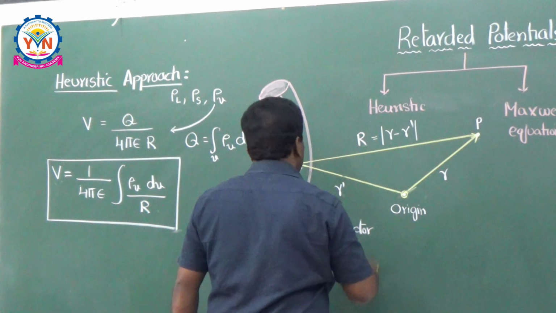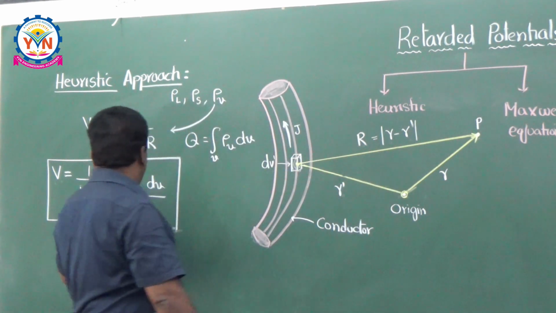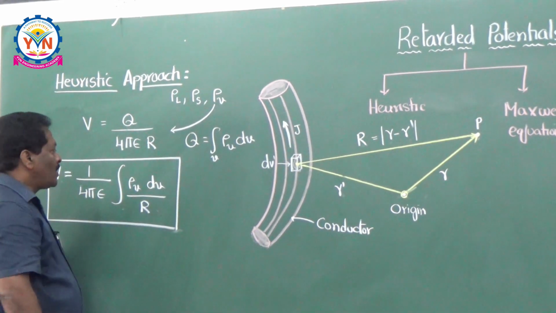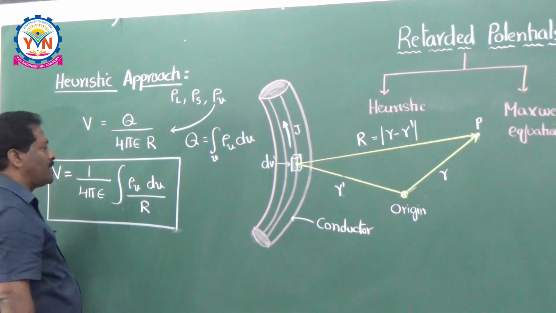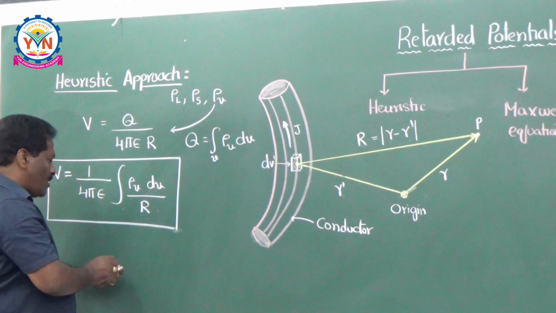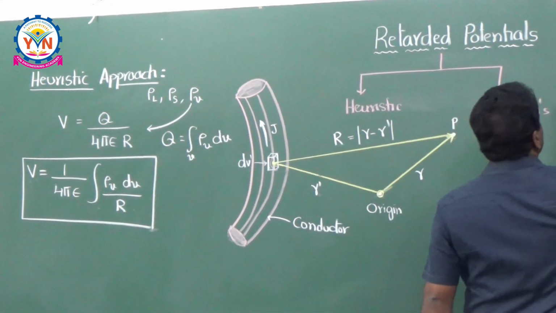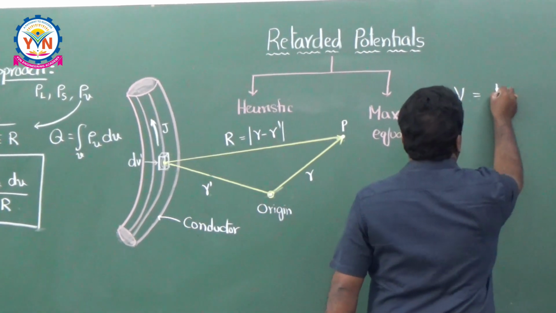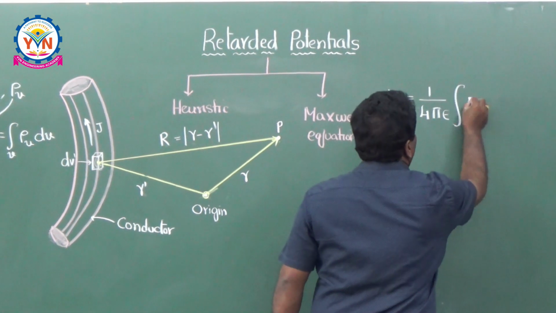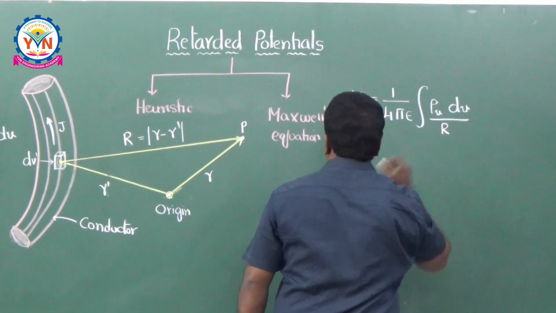Now just apply this concept to our potential equation. V is equal to 1 by 4 pi epsilon integral rho V into dV by R. Using this equation as the basis, I would like to write down the equation for the potential function here. V is equal to 1 by 4 pi epsilon into integral of rho V into dV divided by capital R.